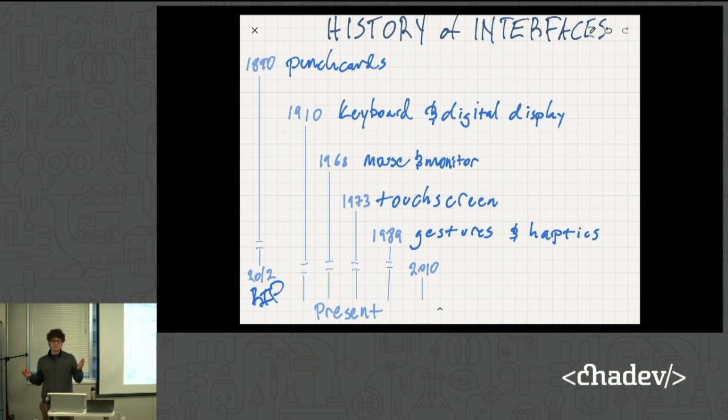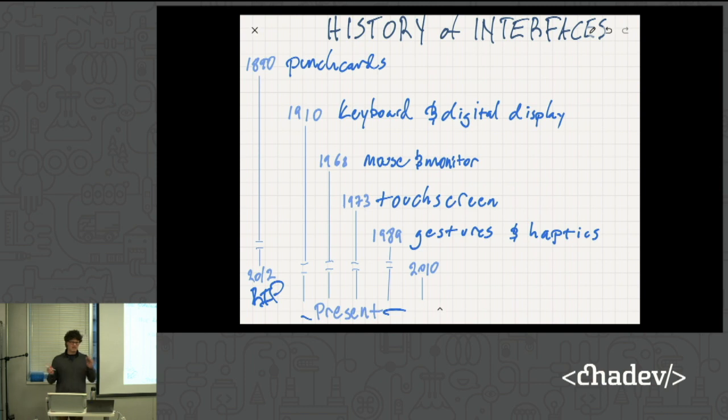1910, keyboards started coming in, so tappity tap. Digital displays, so not necessarily what you think of as monitors, but just lights, things lit up and the lighting indicated the output. So keyboard input, lighting output. The idea of keyboards and digital displays is still continuing to the present day.